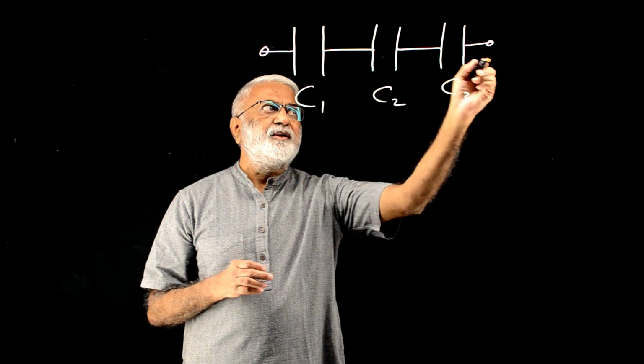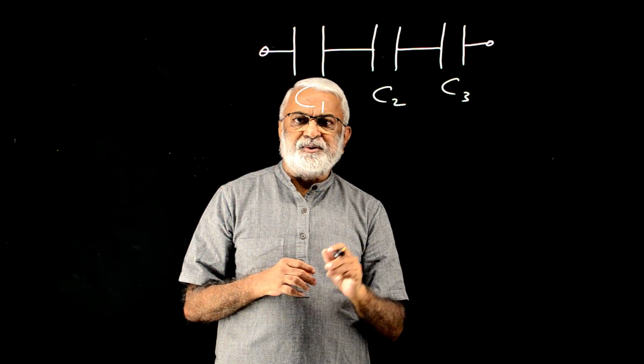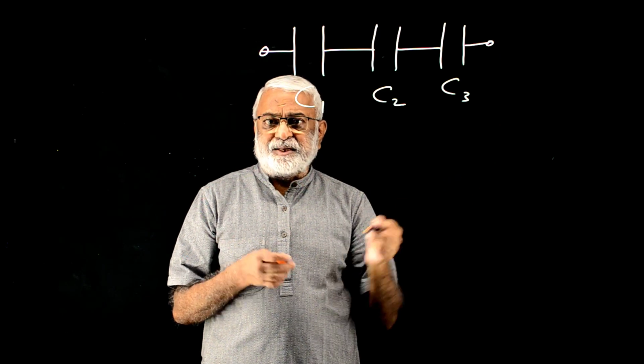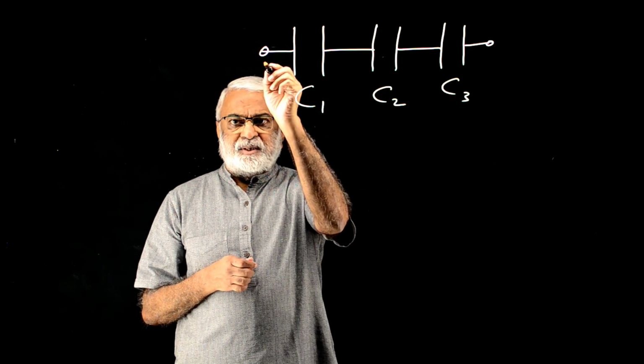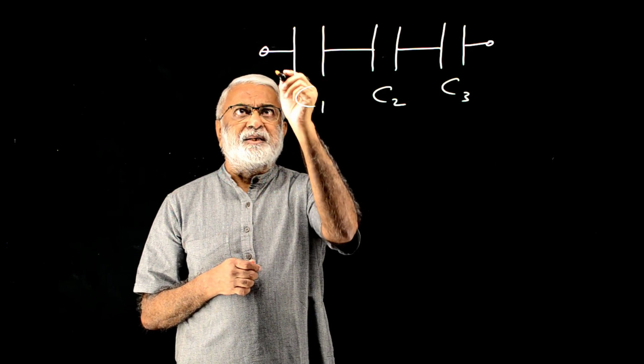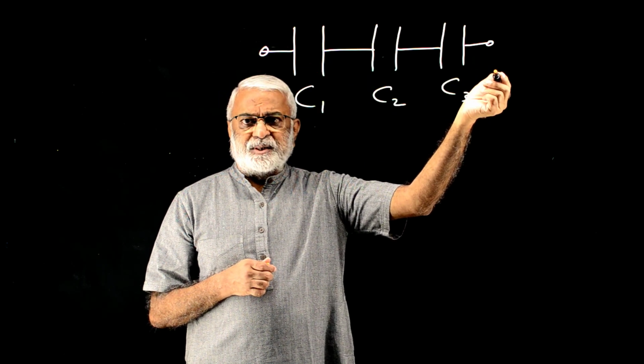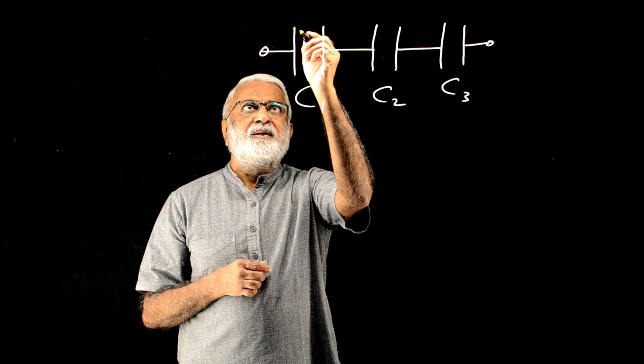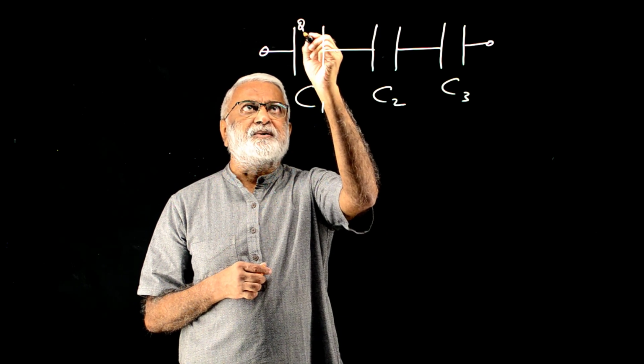Let the capacitance of the first capacitor be C1, this is C2, and this is C3. So between these two terminals we have three capacitors in series. If you apply a potential difference by connecting a cell, say this is the higher potential terminal, let's call that A, and that's the low potential terminal, let's say B. Charge will flow in, and this would acquire a positive charge.